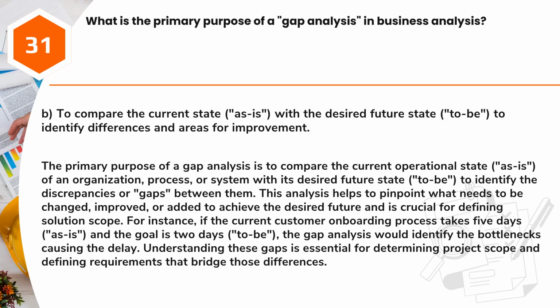Answer: B. To compare the current state, as-is, with the desired future state, to-be, to identify differences and areas for improvement. The primary purpose of a gap analysis is to compare the current operational state, as-is, of an organization, process, or system with its desired future state, to-be, to identify the discrepancies or gaps between them. This analysis helps to pinpoint what needs to be changed, improved, or added to achieve the desired future and is crucial for defining solution scope.